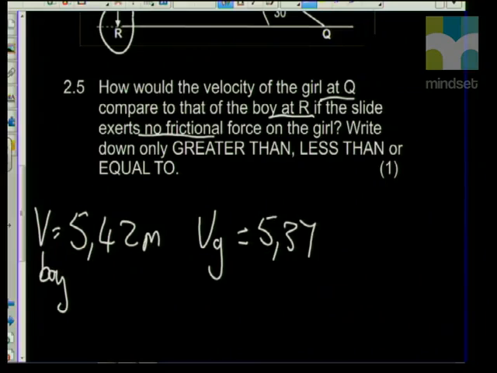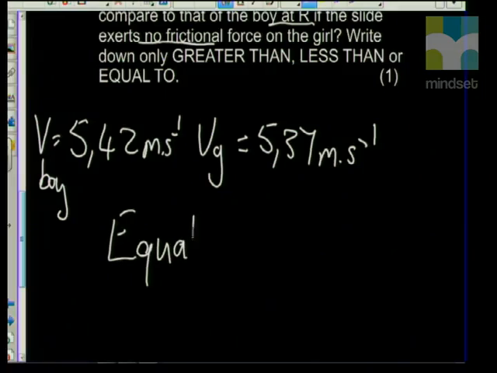Meters per second. Now they say, what would happen if there was no friction? If we ignored the frictional force? What can we say? Well, the speeds would be equal, because the only work being done is the work due to gravity. And work due to gravity is going to produce the same speed, because acceleration due to gravity is constant and independent of mass. Doesn't matter that the boy was particularly heavier than the girl, they're going to be equal. You didn't have to give a reason in this case, but please remember that that is a fact.